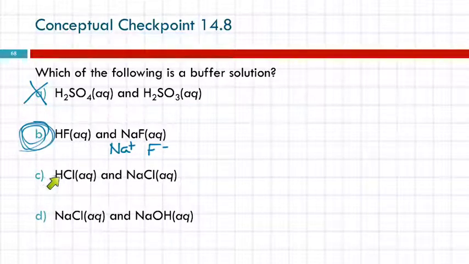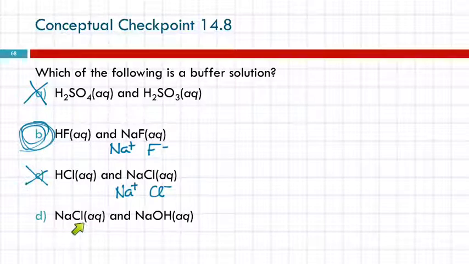Let's look at this one. HCl and NaCl. Well, let's separate that and look at the 2 ions. Chloride ion and HCl. Is that a conjugate acid-base pair? Yes, it is. So that's one thing. But is HCl a strong acid or a weak acid? That's a strong acid. Strong acids don't make buffer solutions. So that doesn't work.